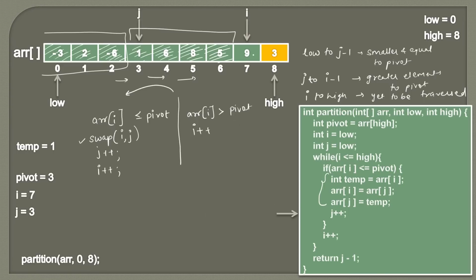So we are simply shifting the range which is greater than the pivot just ahead. 9 came here, but still if you see, the range is intact. All the elements which are greater than the pivot are in sequence. The order will not be maintained, but the range will be maintained.